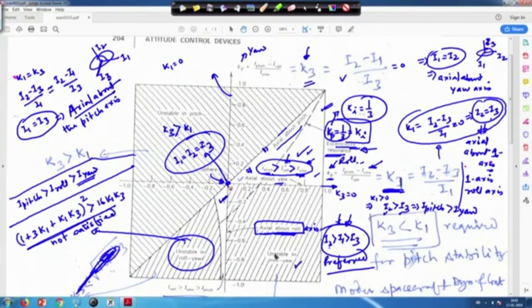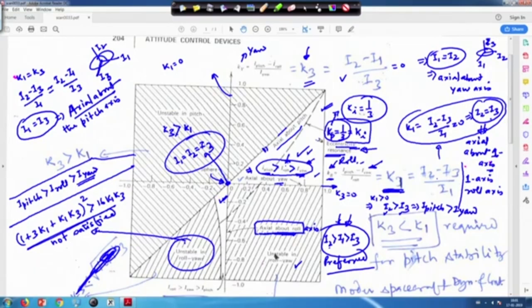Now, once we have this figure, while you are designing and selecting the moment of inertia for the gravity gradient satellite, you have to ensure that K 1 and K 3 and K I all satisfy this particular white region which is shown here in this figure.